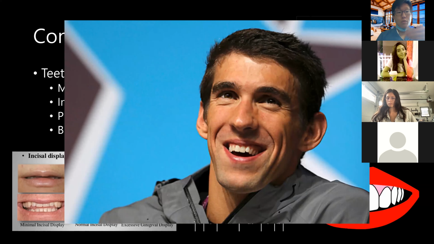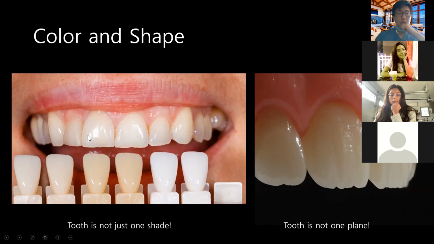But again, I want to remind you guys that aesthetics is very subjective. You can see Michael Phelps has a very big buccal corridor. His arch is very narrow and there's a lot of black space when he smiles. But people think he's a very good-looking person. So it's very subjective. All right, now let's talk about color and shape.